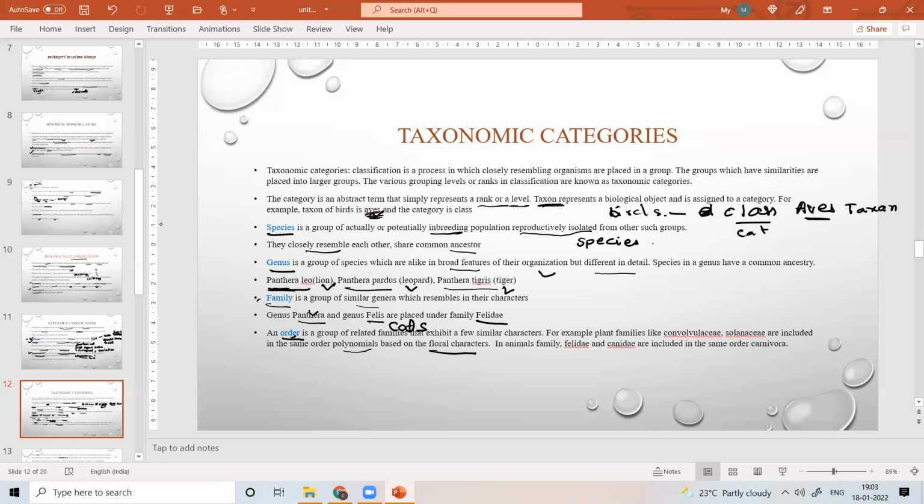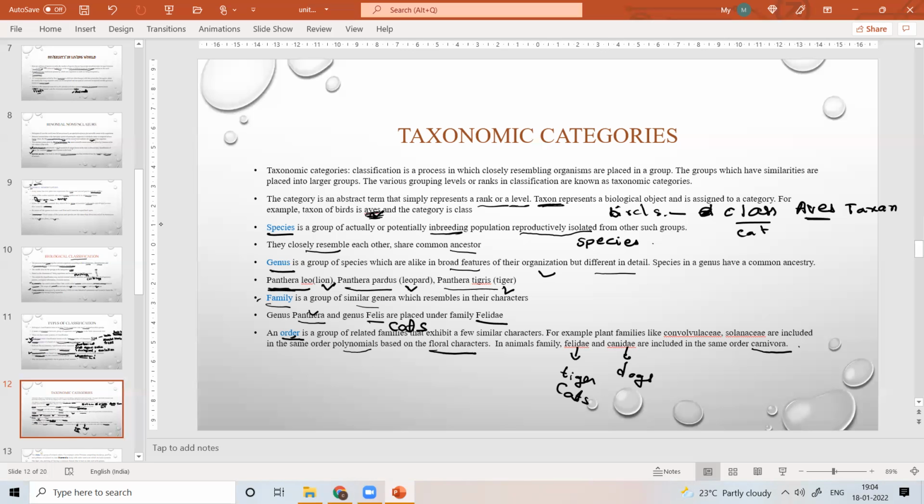Coming to the animal example, the families Felidae and Canidae are the two families. Felidae, as we already discussed, includes two genera: Panthera, which includes tigers, lions, and leopards, and Felis, which includes cats. And Canidae includes dogs. These two families are included in the same order, Carnivora.